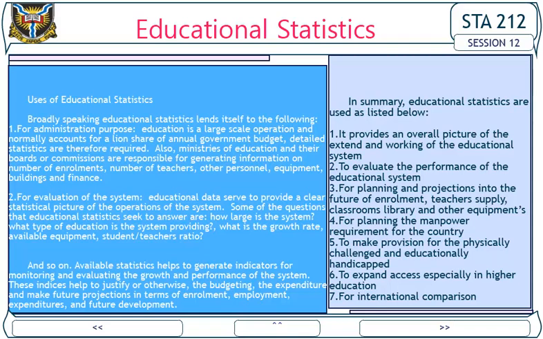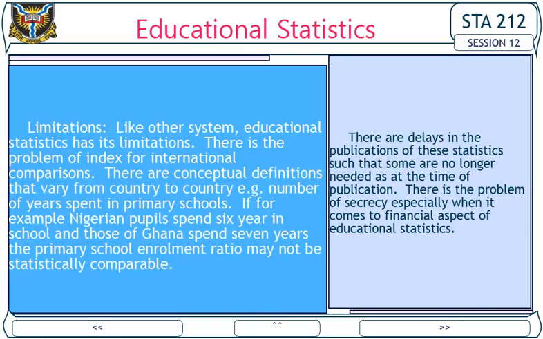1. It provides an overall picture of the extent and working of the educational system. 2. To evaluate the performance of the educational system. 3. For planning and projections into the future of enrollment, teachers, supply, classrooms, library, and other equipment. 4. For planning the manpower requirements for the country. 5. To make provision for the physically challenged and educationally handicapped. 6. To expand access, especially in higher education. 7. For international comparison.